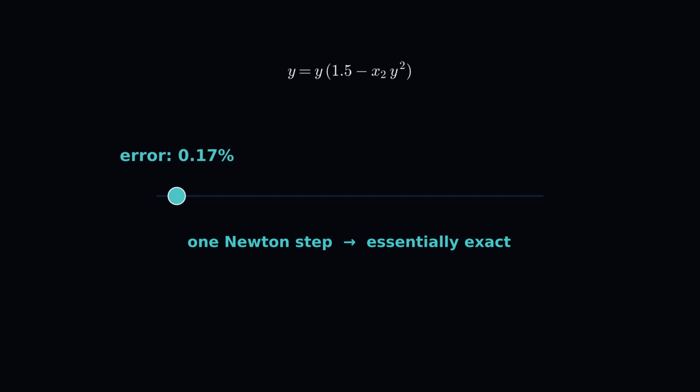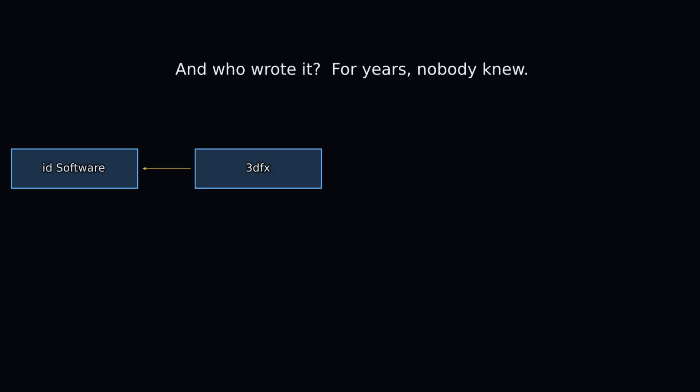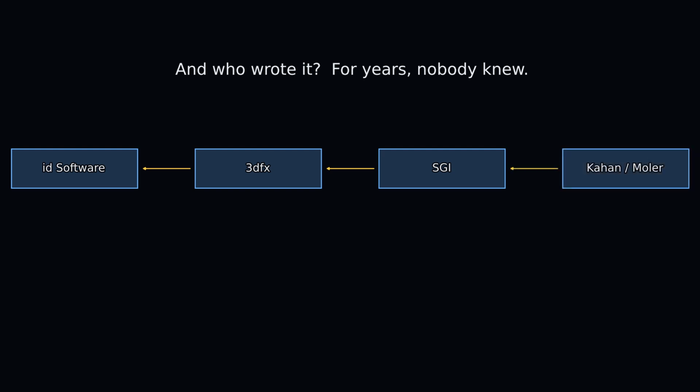Guess with a logarithm trick. Polish with Newton. Done. And who wrote it? For years, nobody knew. The trail ran from ID Software, back through a graphics company called 3DFX, to Silicon Graphics, and the constant itself has been traced toward the legendary numerical analysts William Kahan and Cleve Moler. The comment in the code suggests even the programmers who inherited it were as mystified as we are.